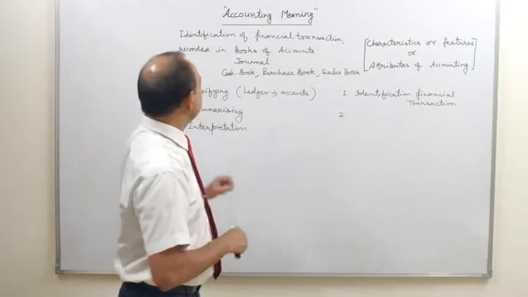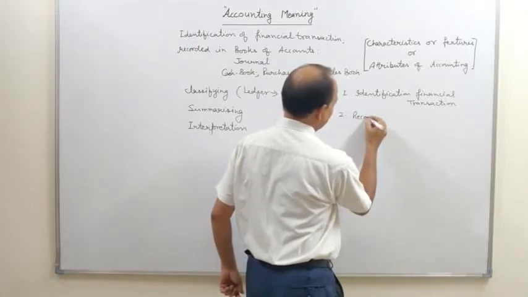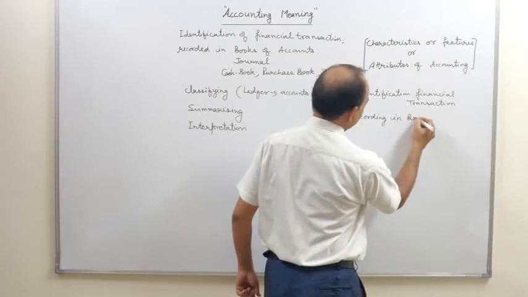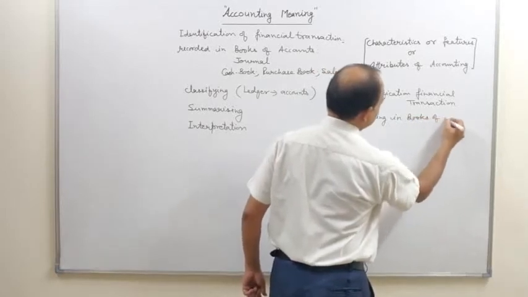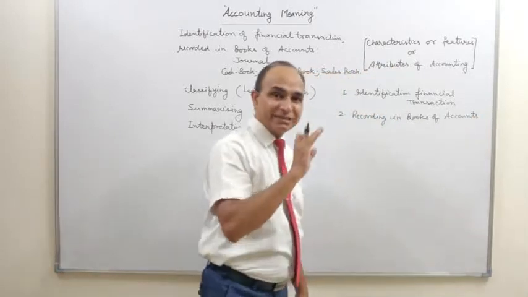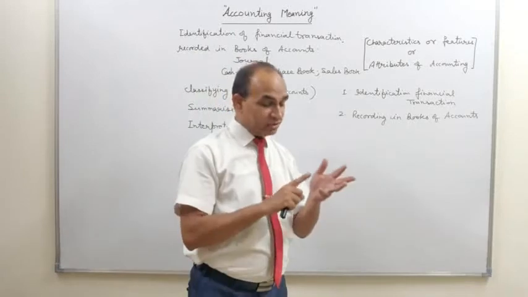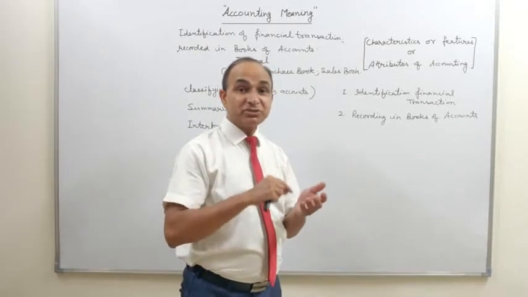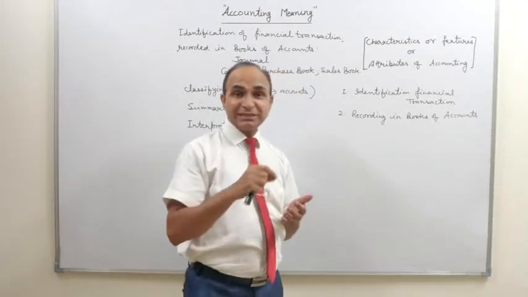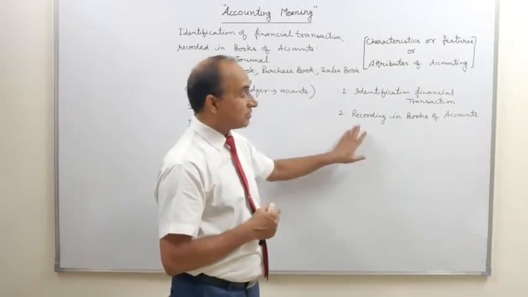And the second feature is recording in books of accounts. Once you identify that a transaction is a financial transaction, that is duly recorded through the books of accounts in the journal and other special purpose subsidiary books like cash book, purchase return book, sales return book, and other books as well. And this is called recording.